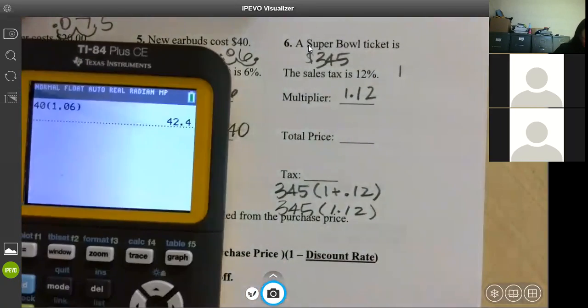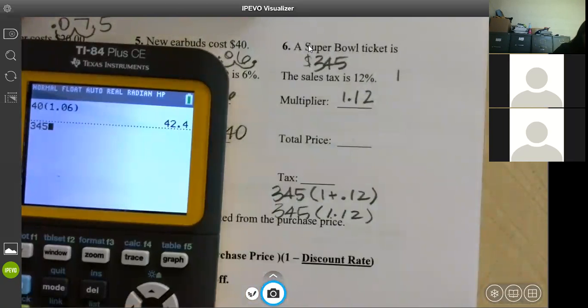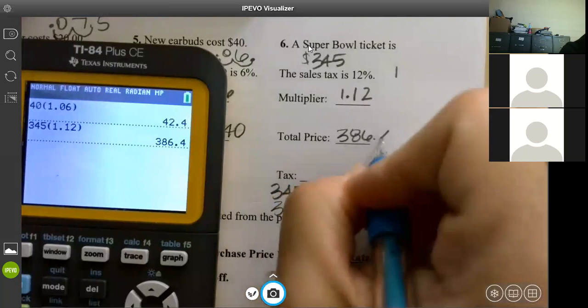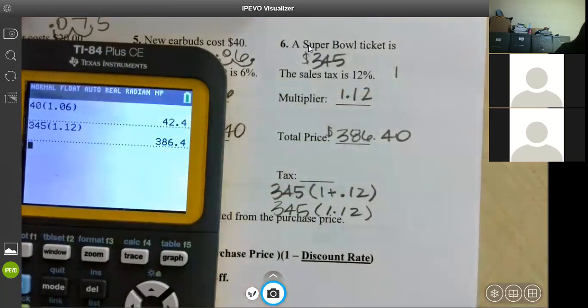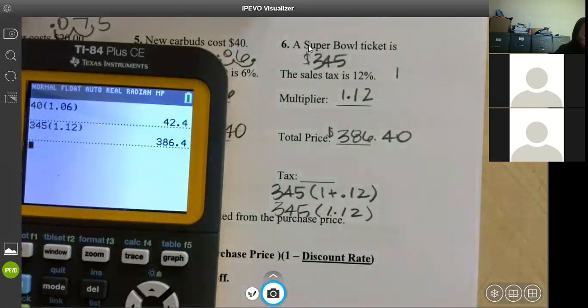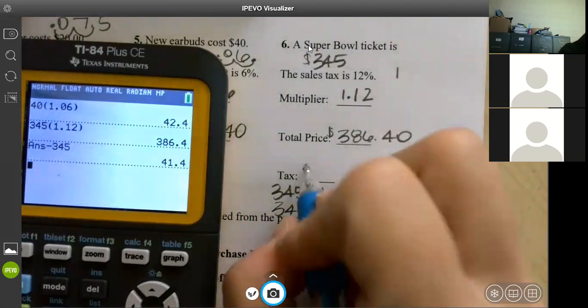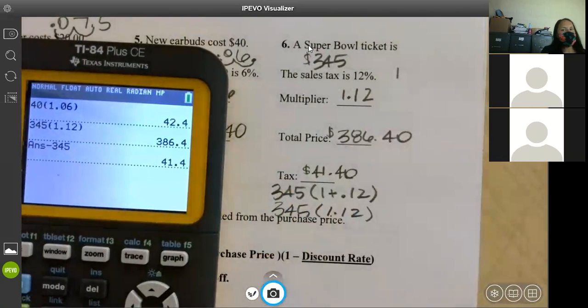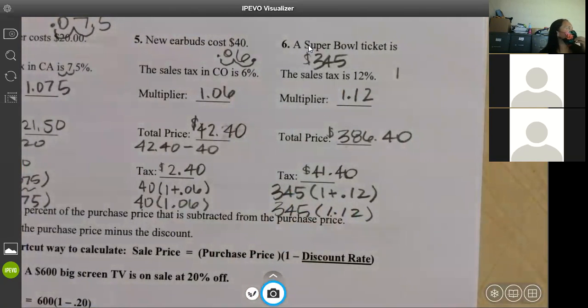If I put it in my calculator, 345 times 1.12 gives me a total price of. And then how do I figure out my tax? Subtract that from 345 and I get 41.40. Any questions on tax?